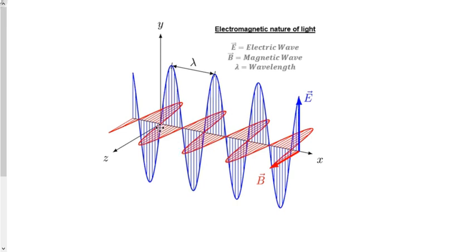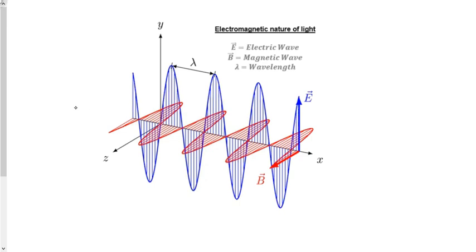So as the electric field rises and falls back and forth, there is a perpendicular rise and fall of the magnetic field as well. And light, of course, is going in this direction here. This is the direction that the light wave is actually propagating. So that's why we call light an electromagnetic wave, because it has both oscillating electric properties and oscillating magnetic properties.